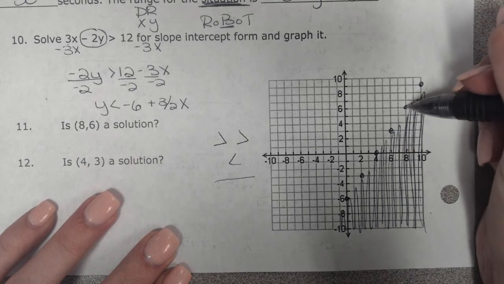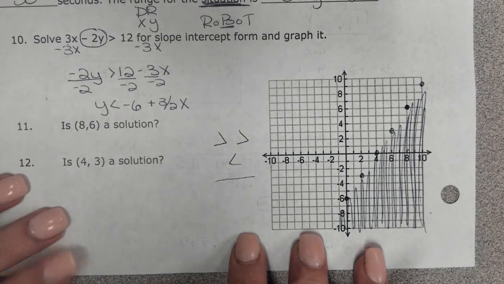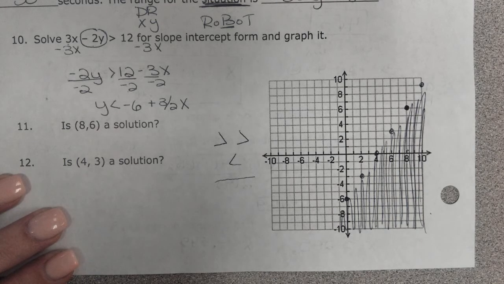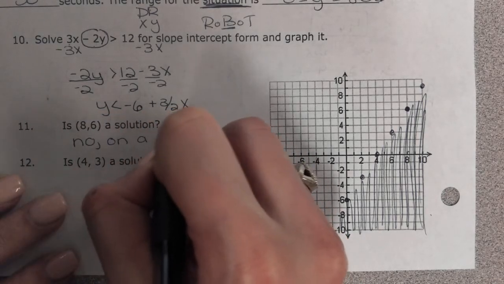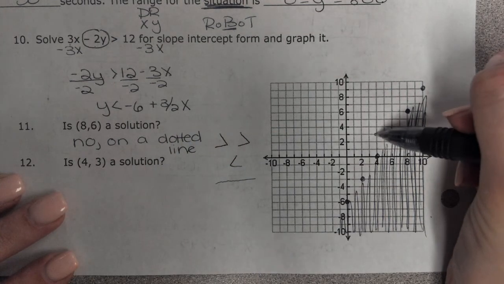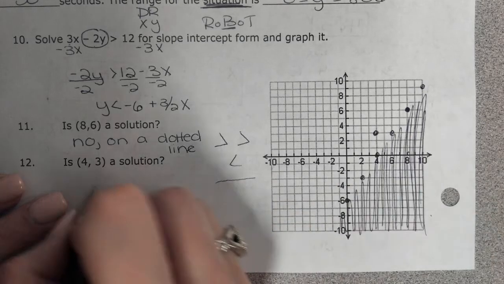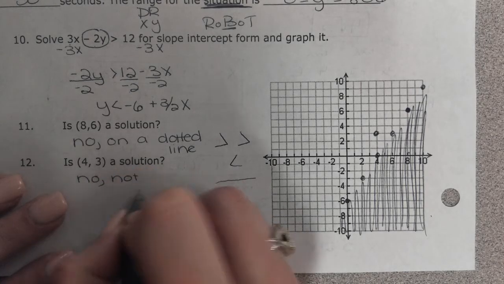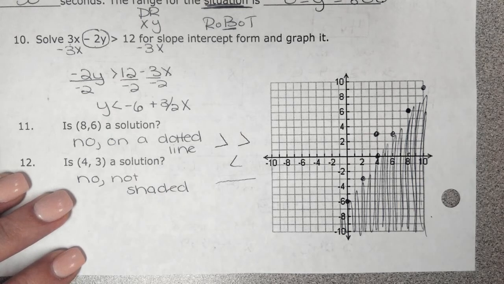So 8, 6. That falls directly on the line. Is this a solution if it falls on the line? No, because it's a dotted line. Way to go. Okay, and then 4, 3. Is that a solution? No, because it's not shaded. That's your review. Make sure you know all of your vocab.